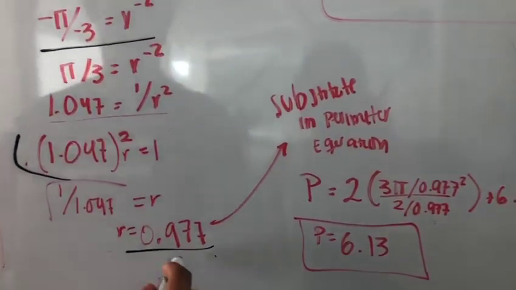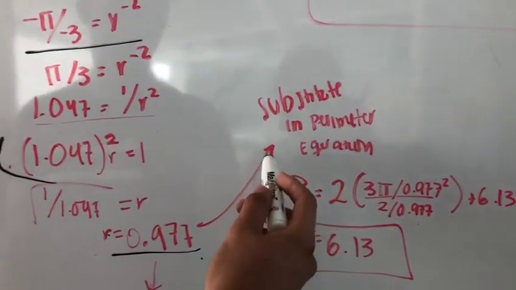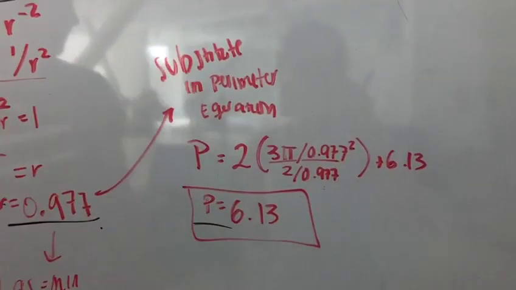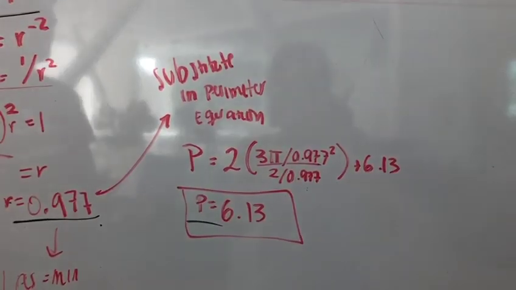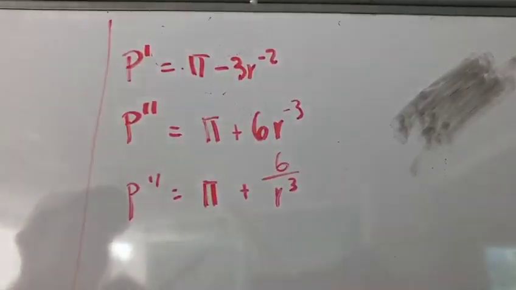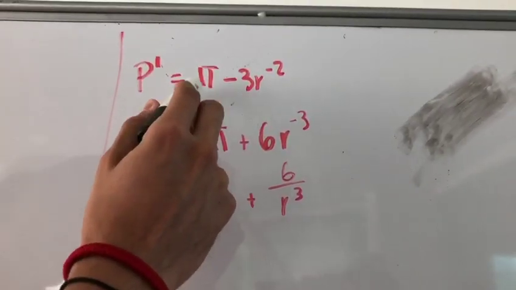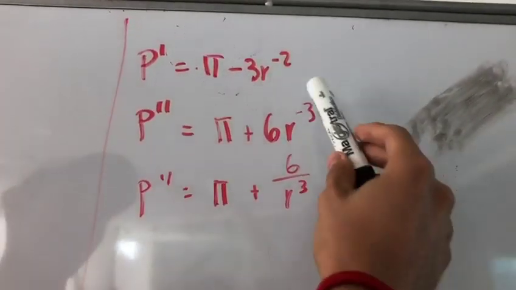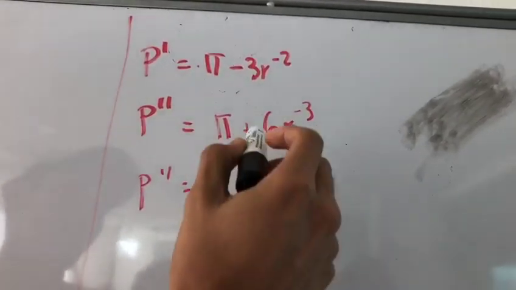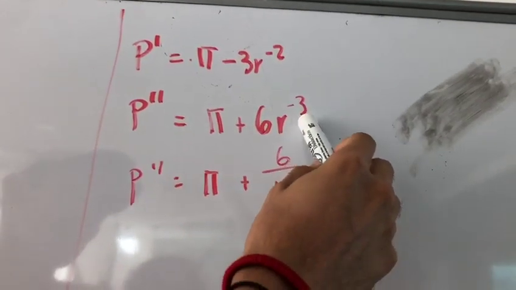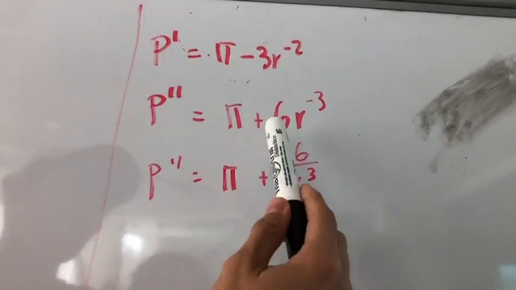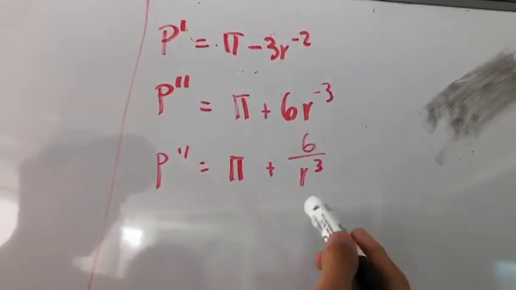And then we need to substitute this in the perimeter equation in order to get the value of P. Well, in case we wanted to derivate, the P never gets derivated because it's a constant, and we just multiply the minus 2 times the minus 3, and we get 6r minus 3 because we rest 1. And in order to have r as a positive, we just put it down.